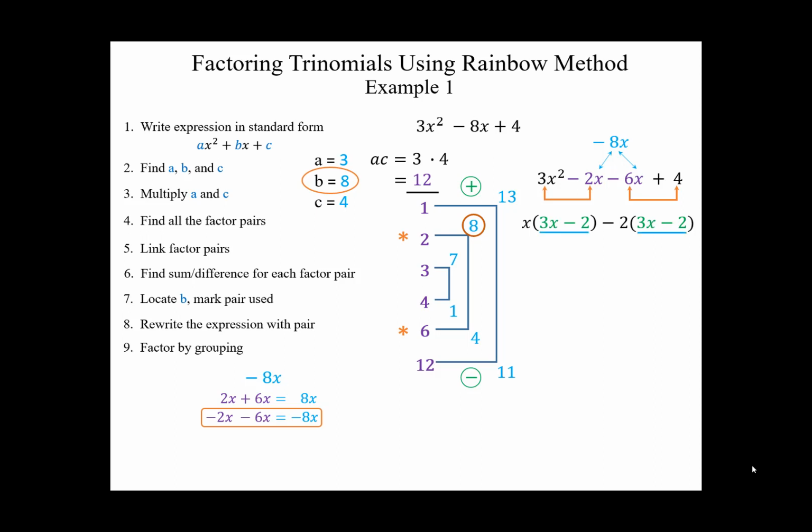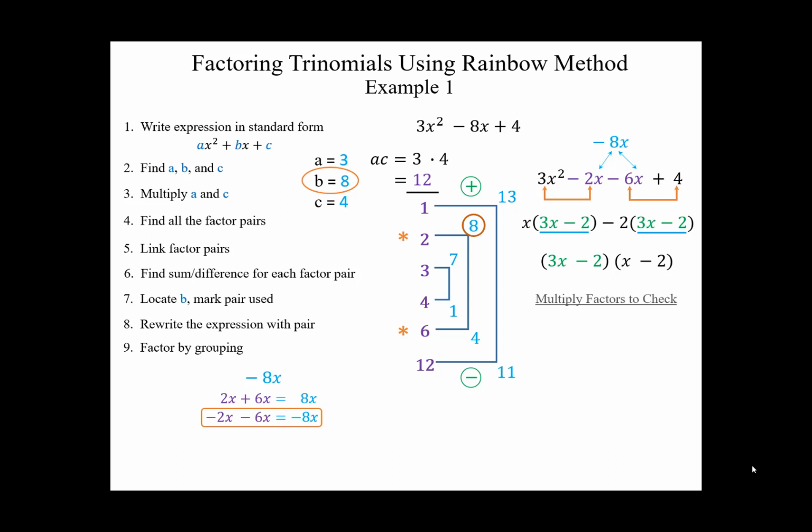Now we need to check, is the expression inside the parentheses identical? In this case, it is. So now we're able to factor that expression out, and we get 3x minus 2 is our first factor, and our second factor is x minus 2.